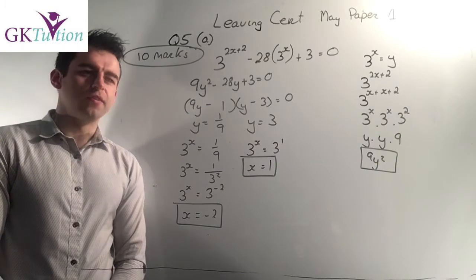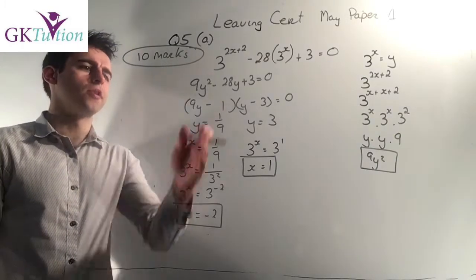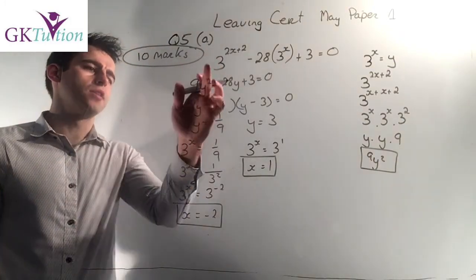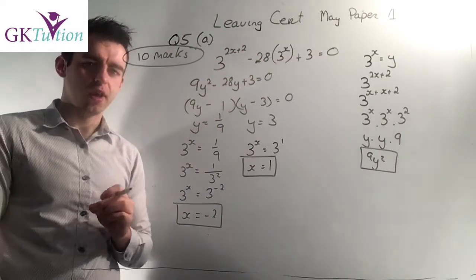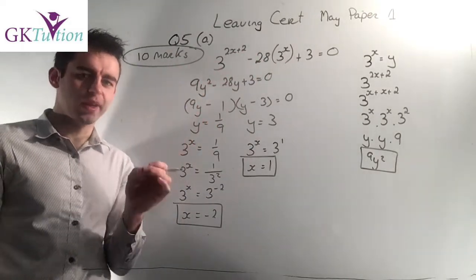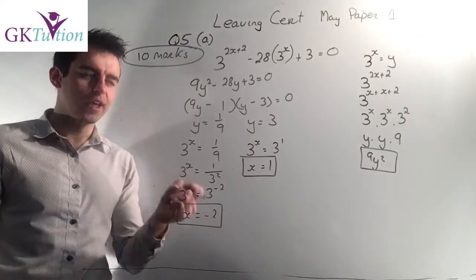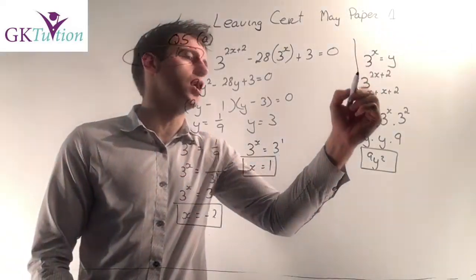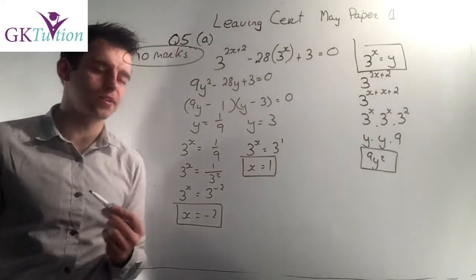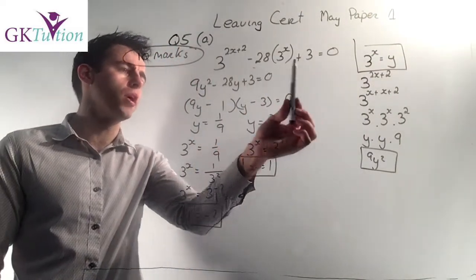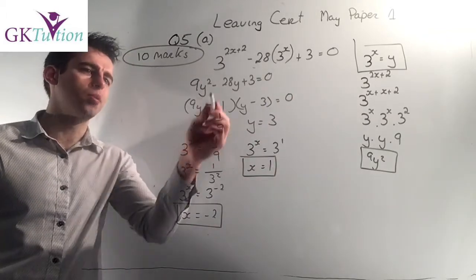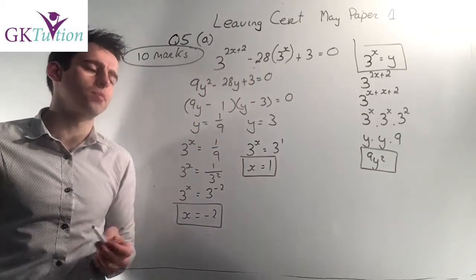Okay, the start of question 5 here is 10 marks going first, and we're given this quadratic. It's 3 to the power of 2x plus 2 minus 28 times 3 to the power of x plus 3. Now, you have to recognize that this is a quadratic. They've given you a hint in the question. They've told you to let y equal 3 to the power of x, which means I've no bother. My middle term is obviously just minus 28y. My last term is a 3. The problem lies in the 3 to the power of 2x plus 2.